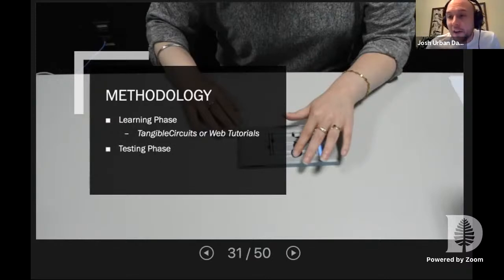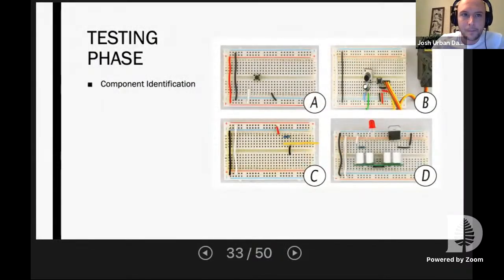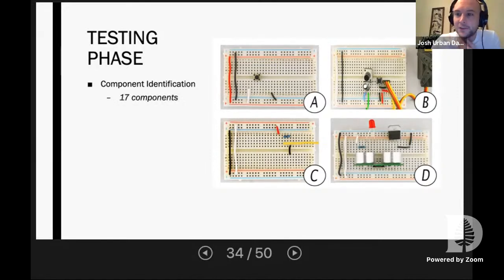The testing session followed the learning session immediately, in which participants were asked to complete 2 tasks, a component identification task and an error identification task. During component identification, we presented participants with a bucket of 17 common electronic components, such as resistors, LEDs, etc. And the bucket contained only 1 example of each kind of component. We then asked participants to use their stage apparatus, either web tutorials or Tangible Circuits, as a guide for identifying components used in the construction of the tutorial circuit.